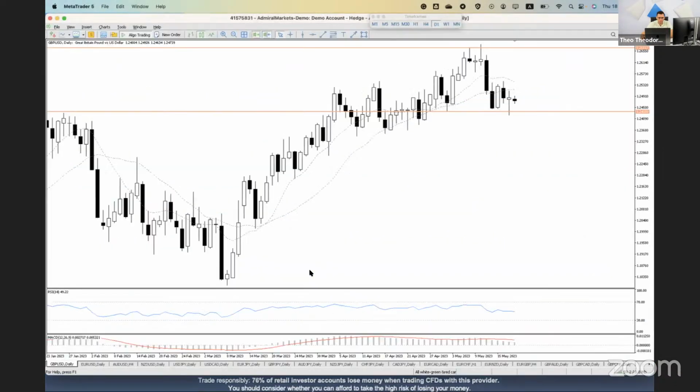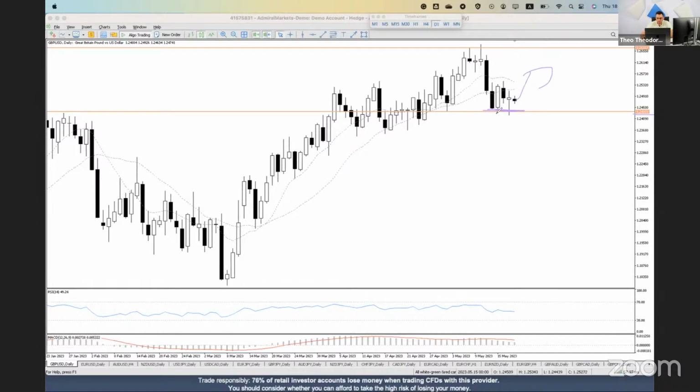So, ladies and gentlemen, yesterday we had this area of support acting really well for the Great British Pound. Price bounced here at this level, 1.2435, and the price got rejected. Now, is this going to be the beginning of a new move to the upside?